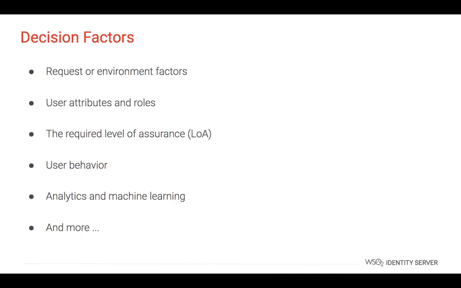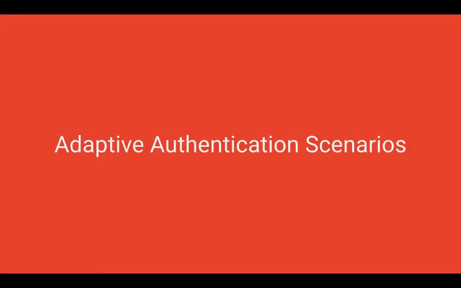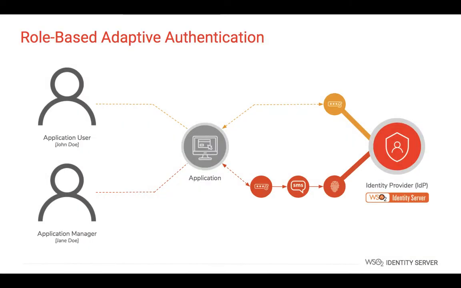Adaptive authentication considers various factors when deciding on the authentication steps that should be presented. These factors include request or environment factors, user attributes and roles, the required level of assurance, which is known as LOA, the user behavior, the analytics and machine learning, and many more. Let us now explore some common adaptive authentication scenarios.